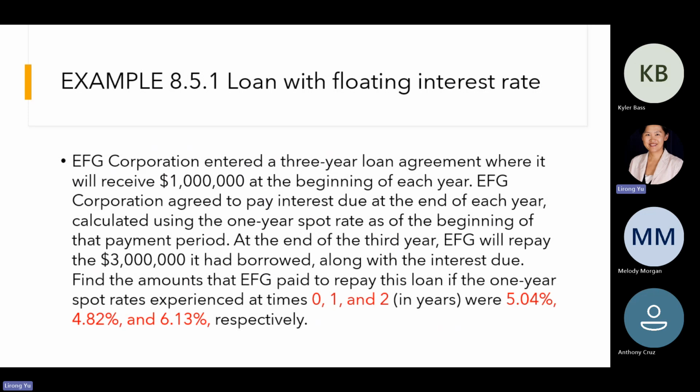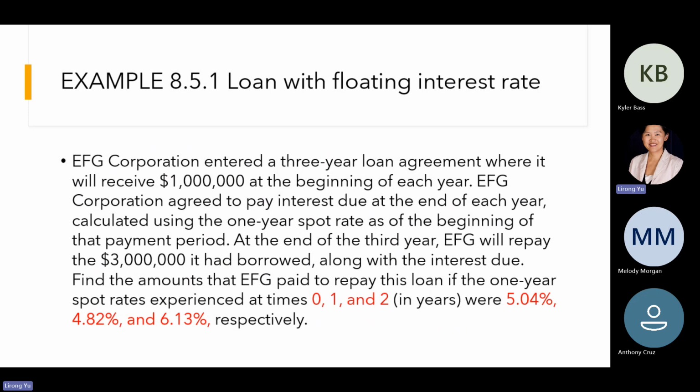Say EFG, this is a company, they enter a 3-year loan agreement where they receive 1 million at the beginning of each year. EFG Corporation agreed to pay the interest due at the end of each year calculated using the 1-year spot rate as of the beginning of that payment period. So spot rate is the floating rate in this case. At the end of the 3rd year, EFG will repay the 3 million it had borrowed along with interest due.